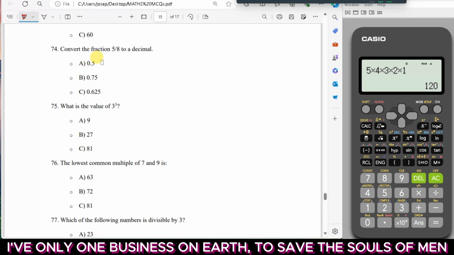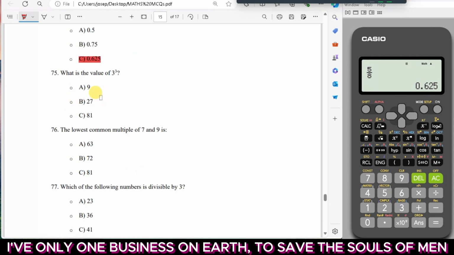Convert the fraction 5 over 8 to a decimal. You can just type 5 divide 8 and you press equals to get 0.625 as the correct answer. That's C. Now 75, what is the value of 3 cube? At this part, at least the calculator works very quickly. So the answer is B, 27.